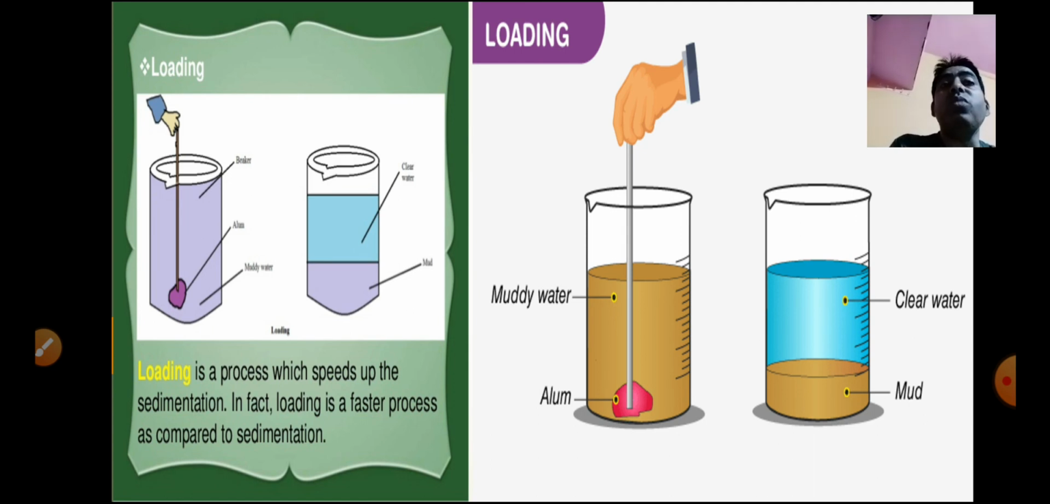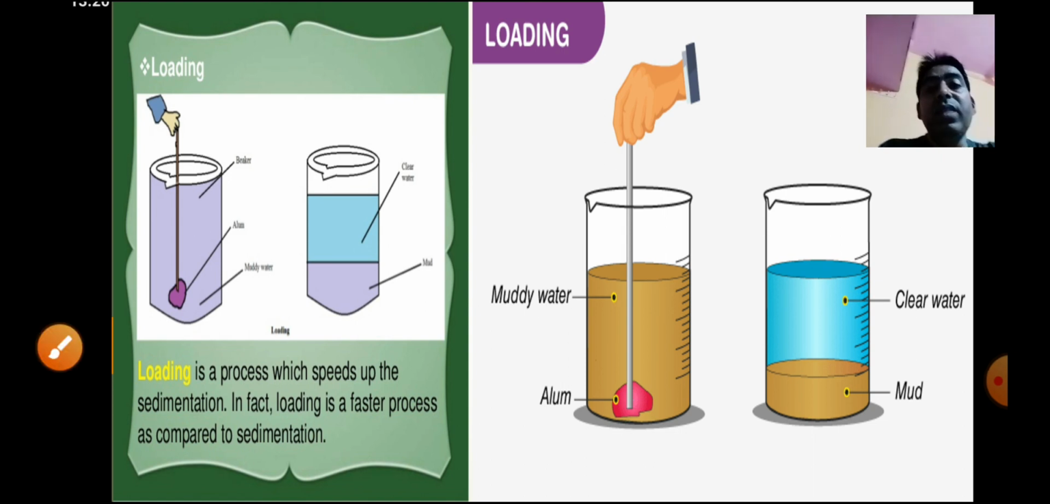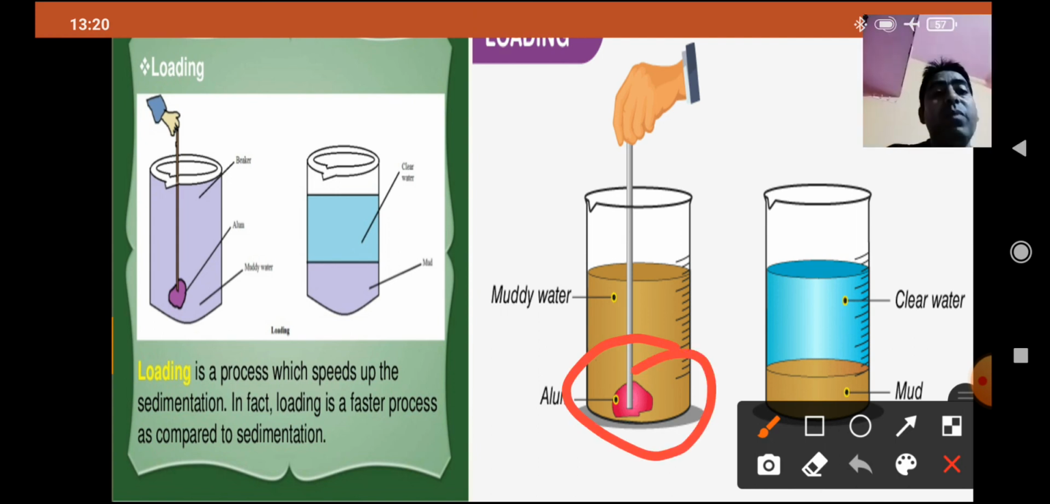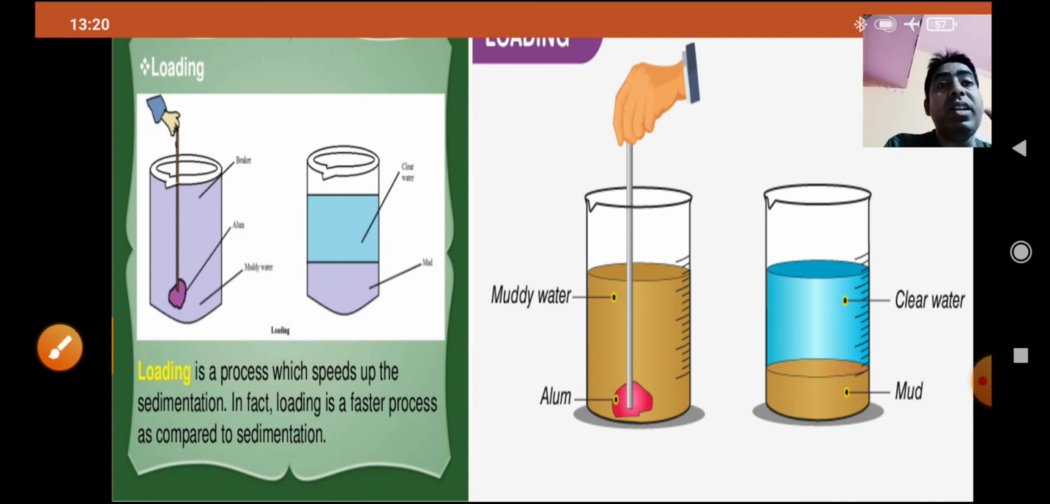The process of settling down of suspended clay particles can be made faster by the method of loading. This is done by rotating a piece of alum in the water. You can see here, this is the alum, which increases the rate of sedimentation.